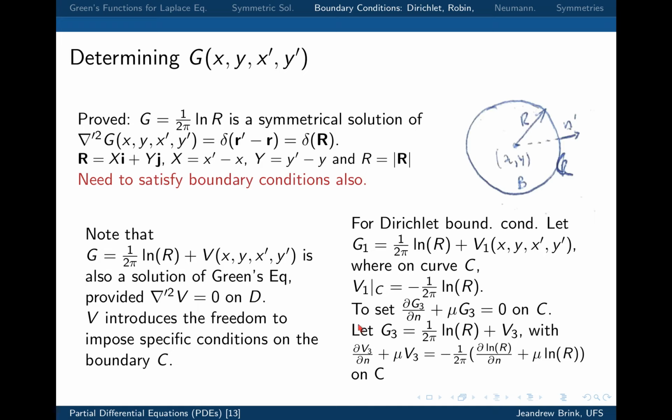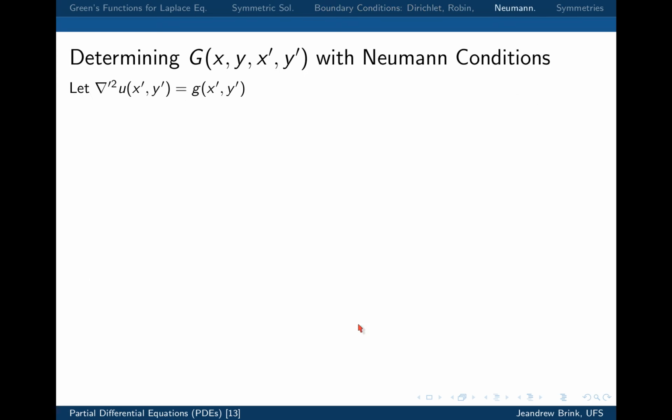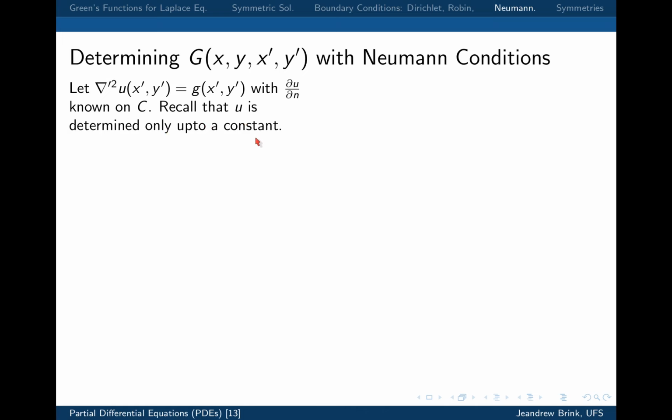Okay, so let's now look at the final case, namely the Neumann boundary condition. And I'll show you what the problem is first before I tell you what the solution is. So for the Neumann boundary condition, we're trying to solve that equation with du/dn known on C. And we know from our uniqueness theorems that u is determined only up to a constant because we've only specified its derivative on the boundary.